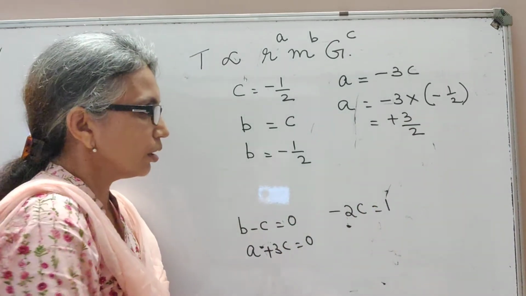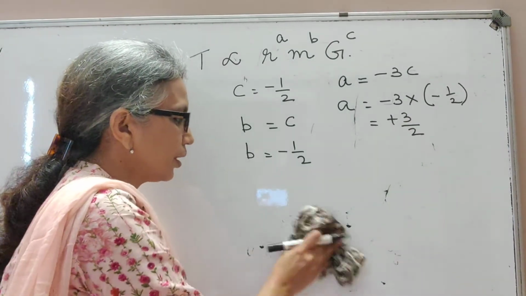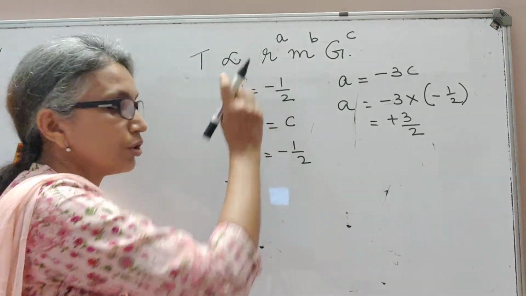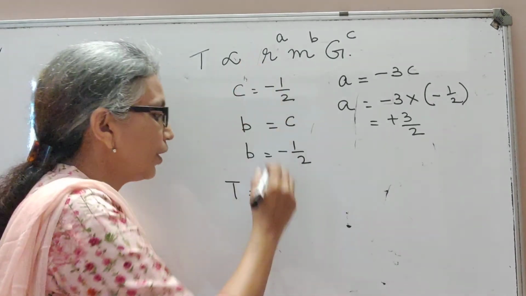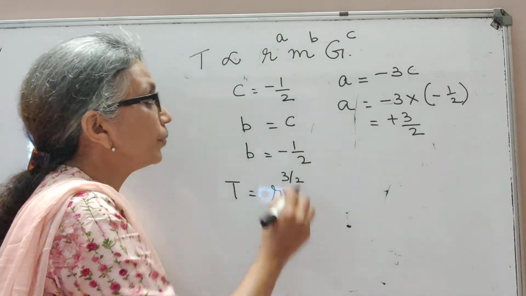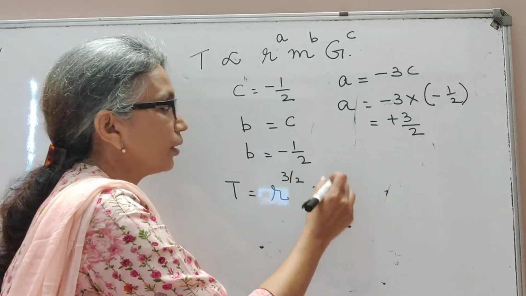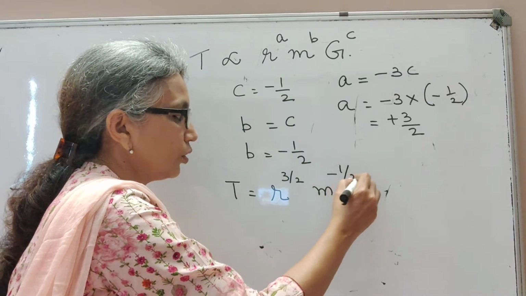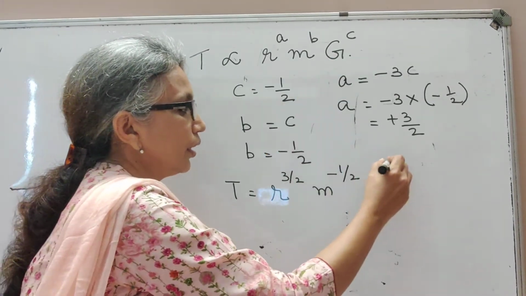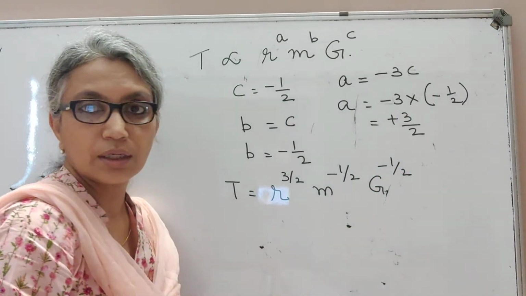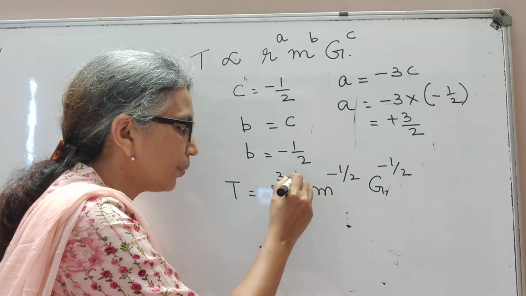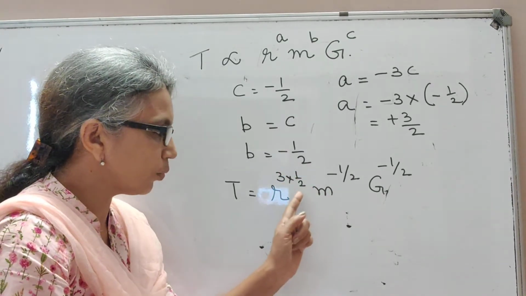Okay. Now here I may substitute the values for T. So T equal to proportionality constant, I am taking as 1. We have R raised to A, A is 3 by 2. Then M raised to B, B is minus 1 by 2. And capital G is raised to C, that's again minus 1 by 2. Now you will see this 3 by 2 can be written as 3 into 1 by 2, right? So we have a 1 by 2 everywhere.